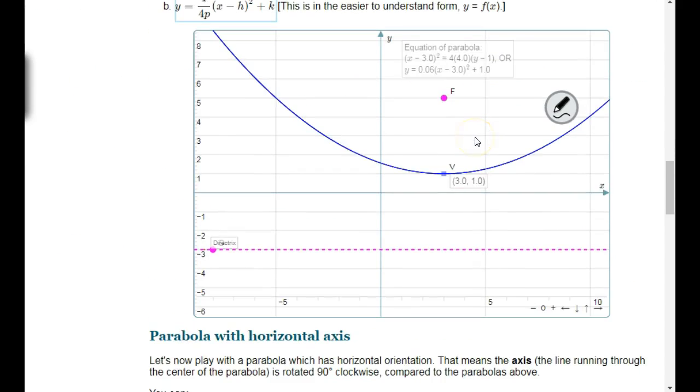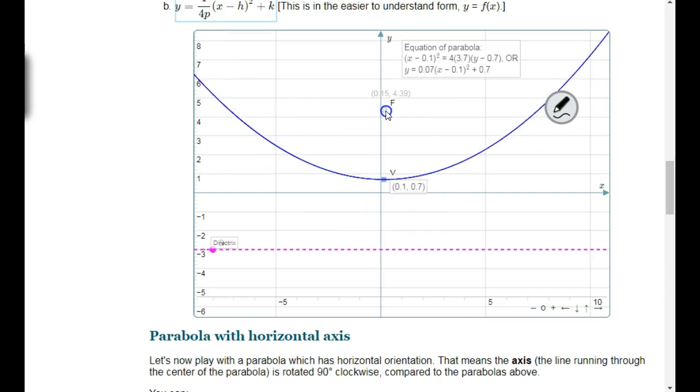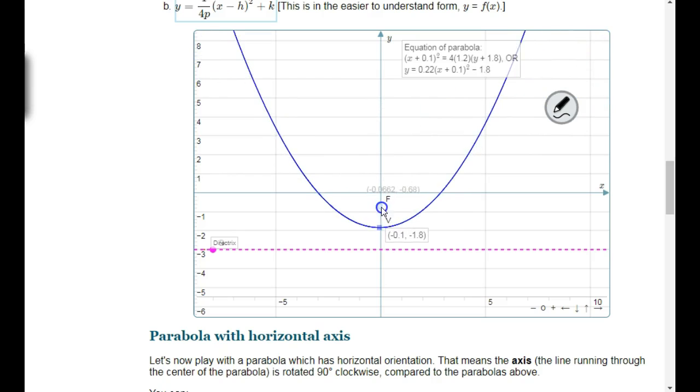Let me find one that has an equation. Here we go. If we had the, oh, this one doesn't, okay. Anyway, this p-value right in here, 4p, can you see that little 1.1 there? That p-value is the distance from the focus to the vertex or from the vertex to the directrix.